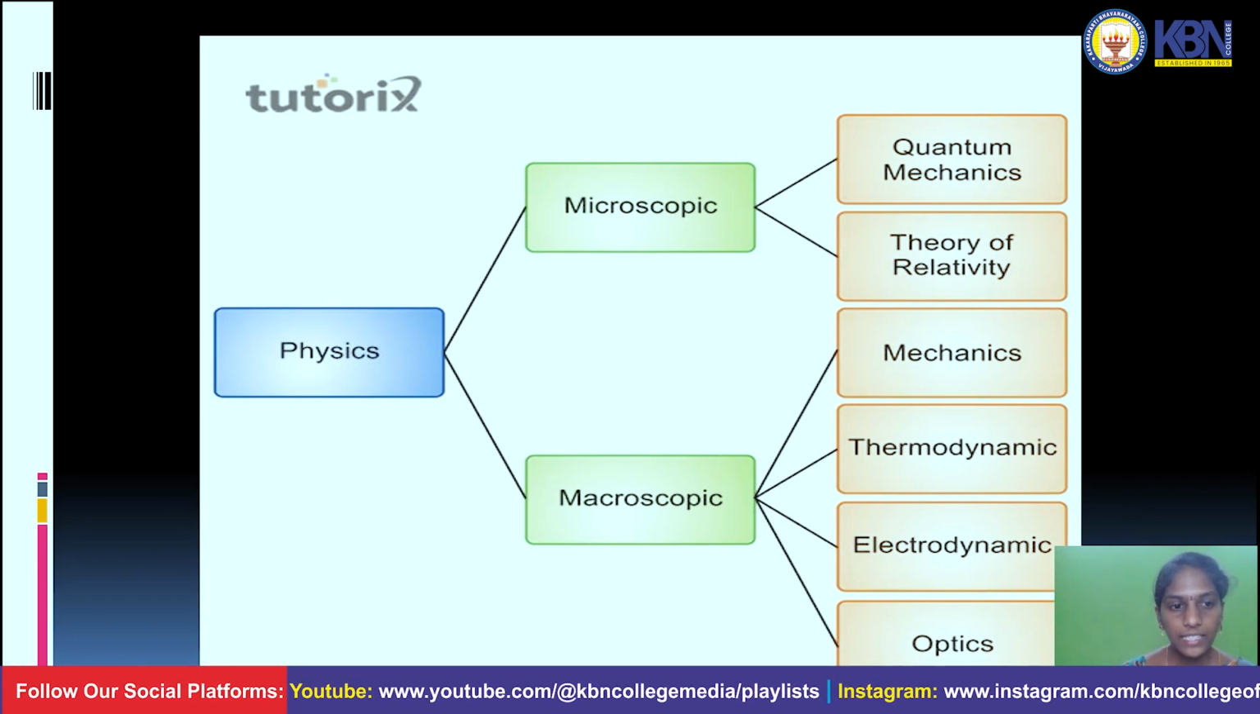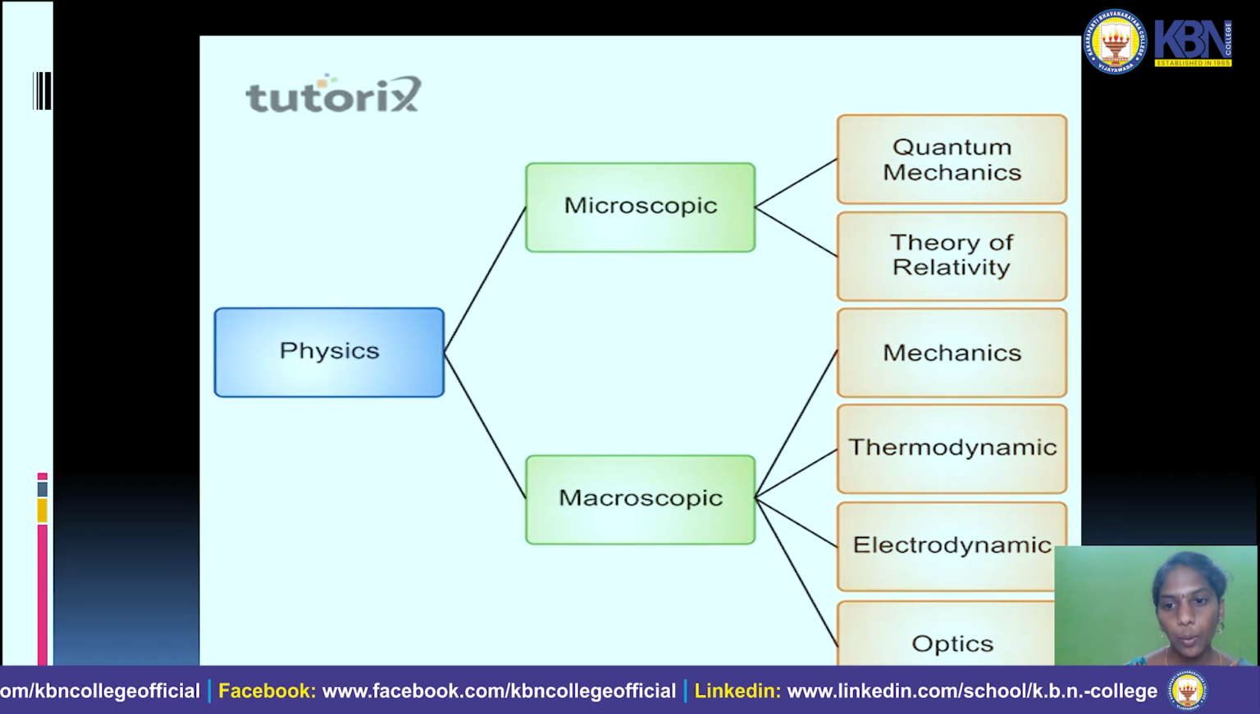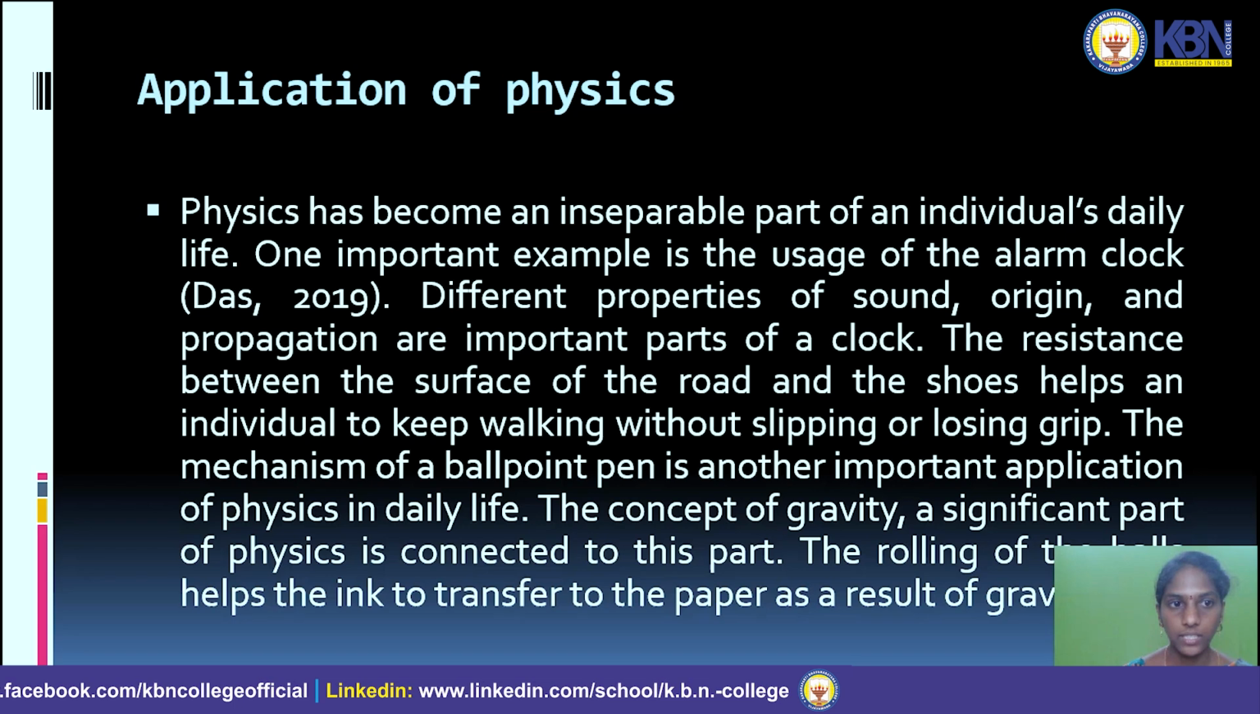So physics is divided into two types, that is macroscopic and microscopic. Microscopic is used in quantum mechanics and the theory of relativity, and macroscopic is used in mechanics, thermodynamics, electrodynamics and optics.